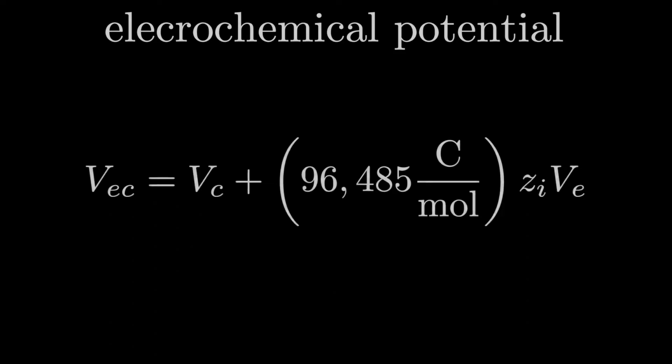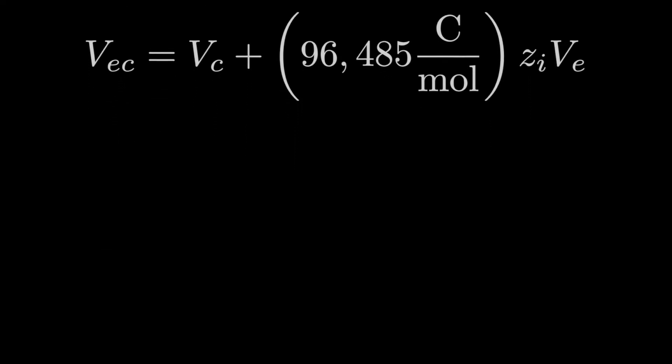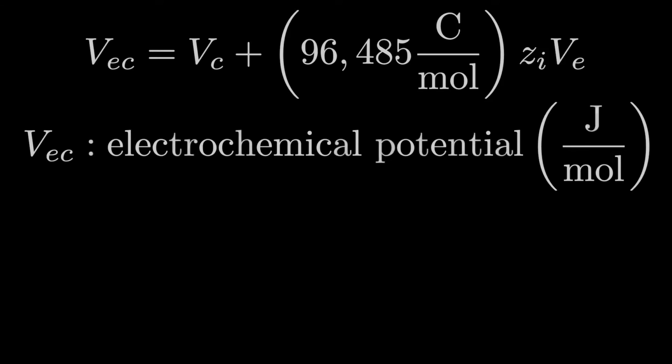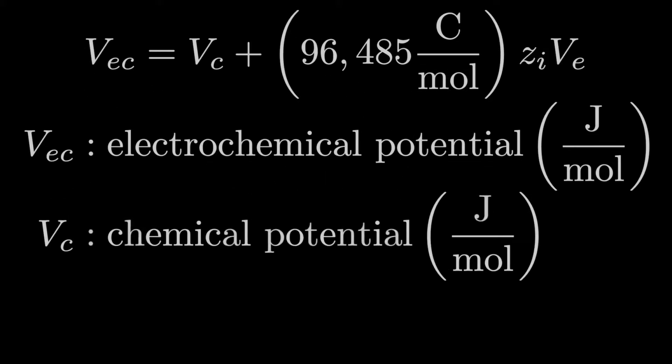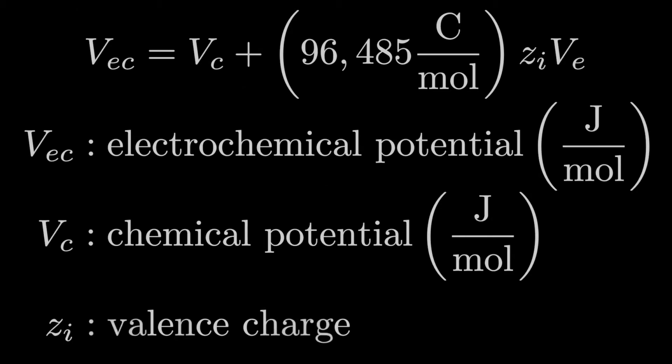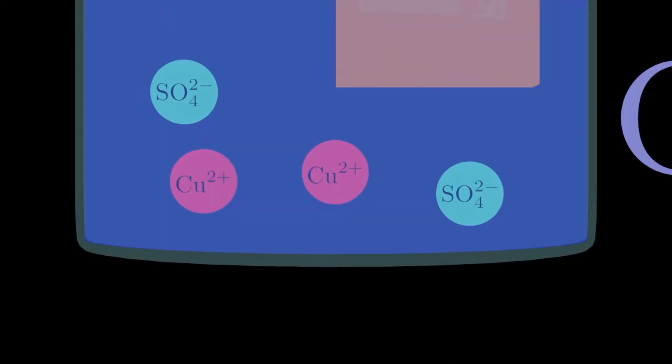Now, I don't expect you to actually end up making use of this equation at the intro level, but there's a reason I'm showing it to you here. V sub Ec is what we call the electrochemical potential of the species, with units of joules per mole. V sub C is the chemical potential, also in joules per mole, so the dimensions are correct, and of course V sub E is the electric potential in volts or joules per coulomb. Z sub I here is just the valence charge of the species. Just a number. For example, it would have been positive 2 for the zinc ions we were dealing with, or negative 2 for the sulfate ions.